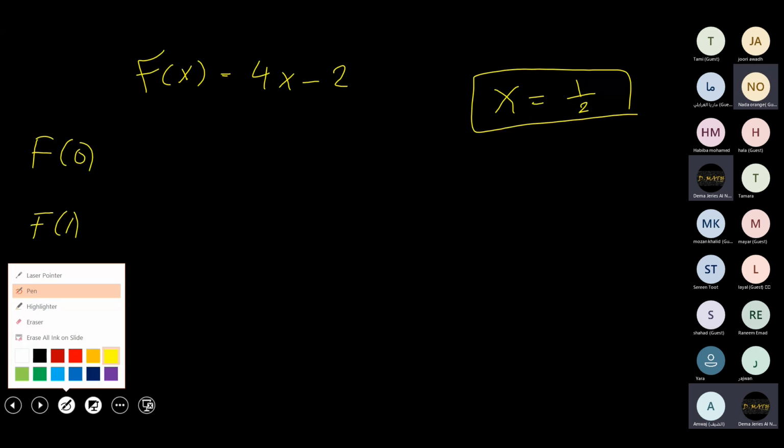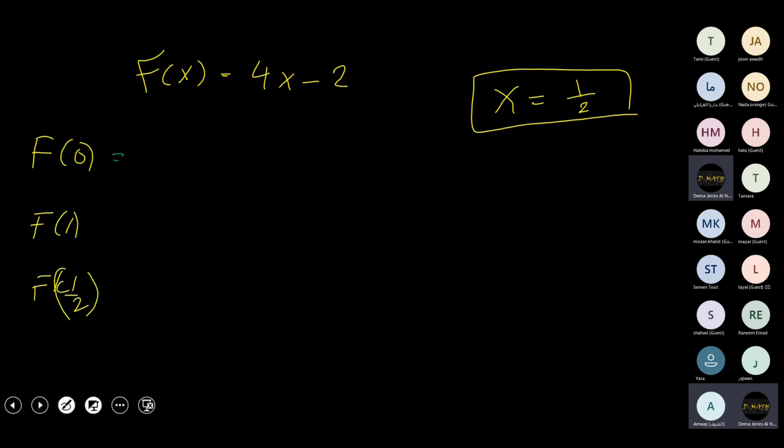Now, let's find f of 0. F of 0, it means what, Muzan? Muzan? Are you here? Okay, Nada. Yes, teacher. Yes, Nada. How will you find f of 0? We will make 4x minus 2, and then we will add 2, and then we will divide by 4.